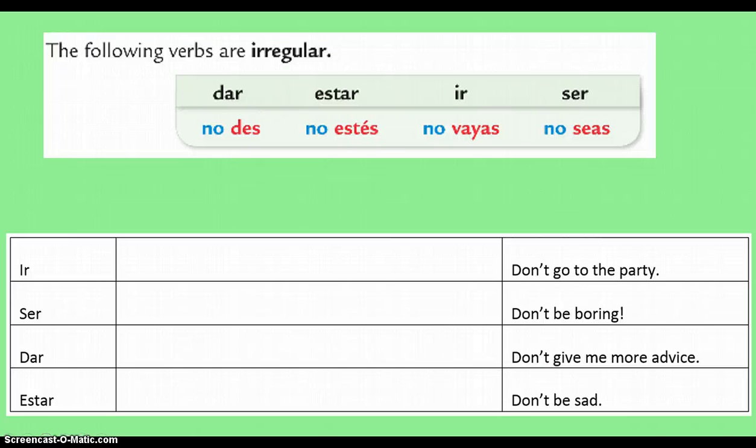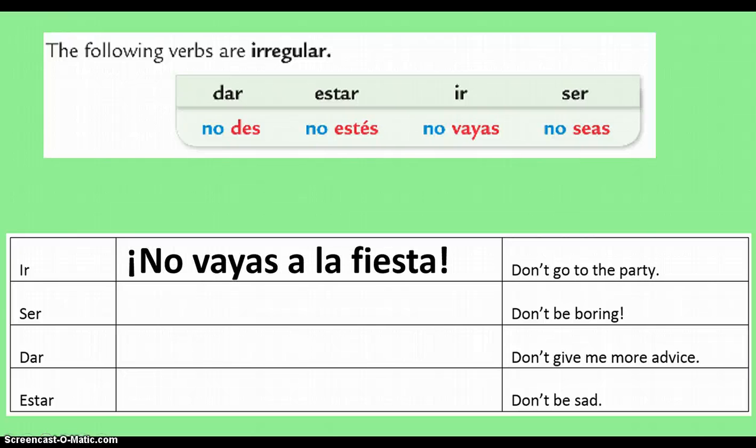We do have 4 verbs that are going to be completely irregular when we are making negative informal commands. Dar is des, estar is estés, ir is vayas, and ser is seas. So, don't go to the party. No vayas a la fiesta.